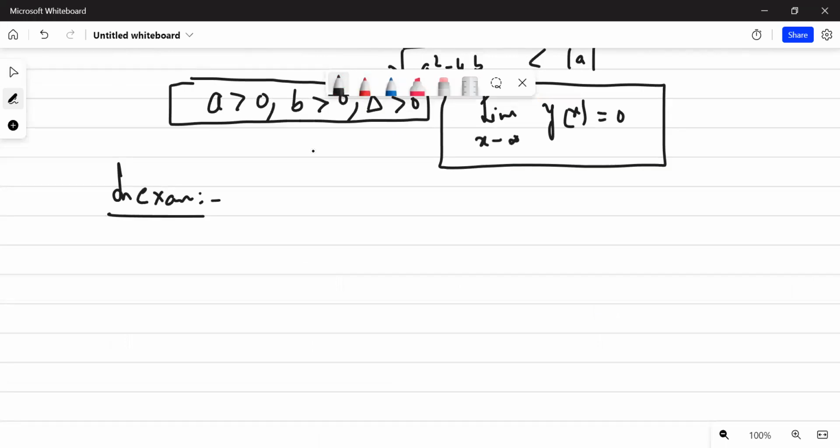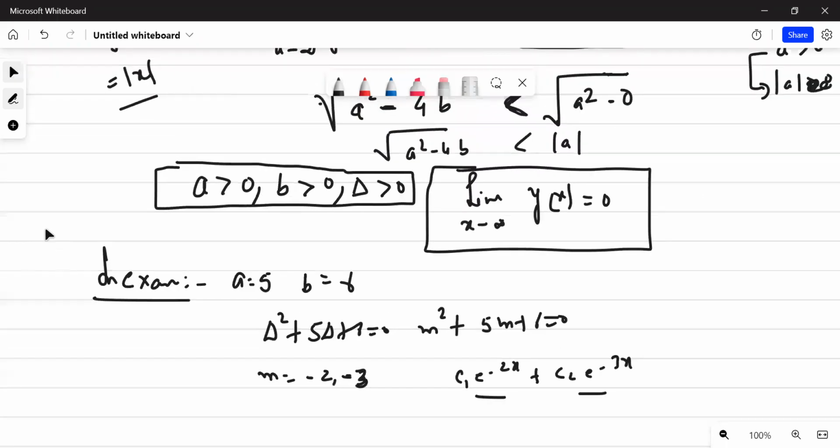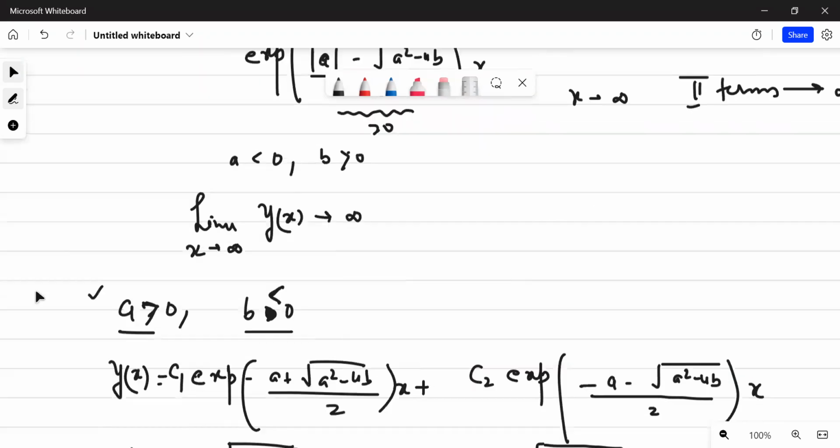See, in the exam, for the first option take a as 5 and b as 6. So what it will become: d square plus 5d plus 6 equal to 0, or you can write m square plus 5m plus 6 equal to 0. That implies your m should be minus 2, minus 3, c1 e to the power minus 2x, c2 e to the power minus 3x, x tends to infinity, 0, done, question solved. There was no need to think. Okay, so in the exam don't go for this long approach. I'm just making you do all these things so that you become quite comfortable with difficult things. Is that clear or not clear?